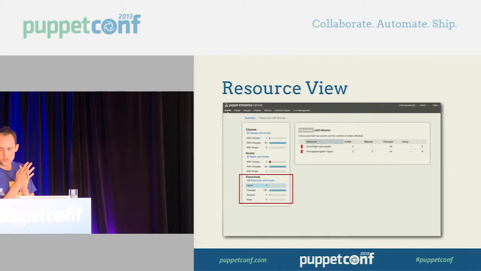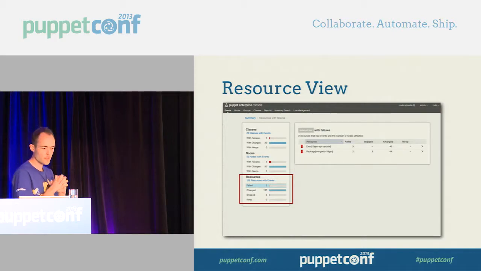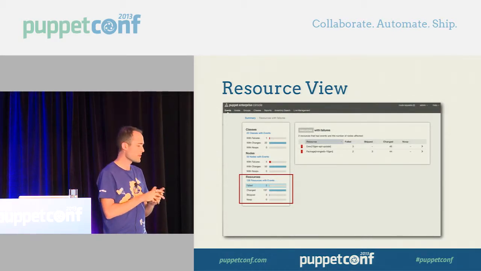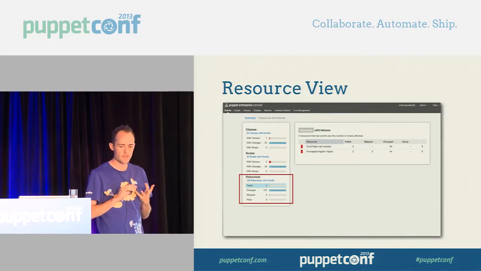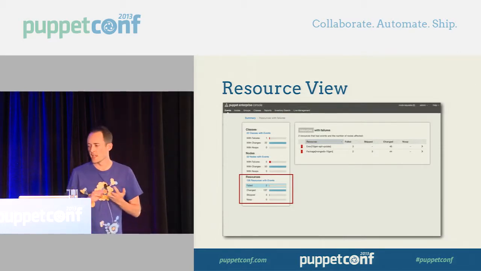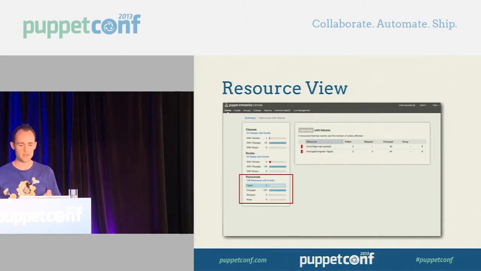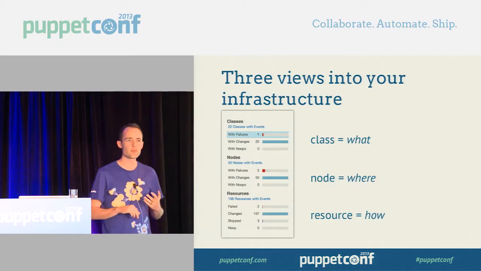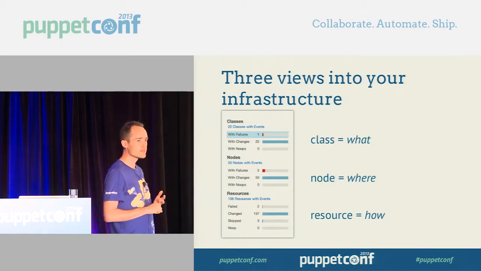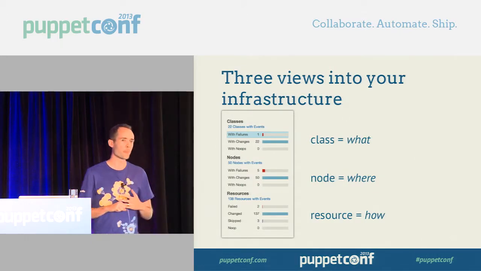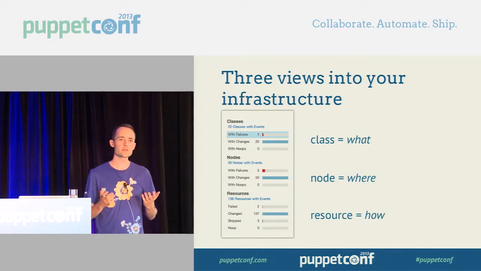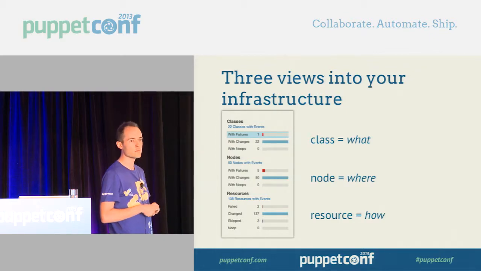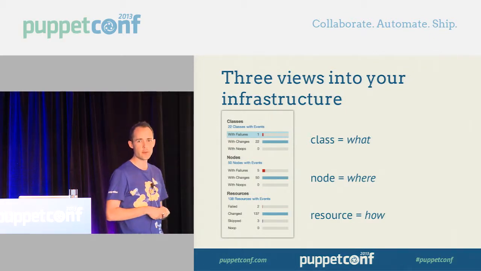Resources are units of configuration whose state is managed by Puppet. These could be files, services, execs, packages. Resources are the how you configure things. Classes are the what. It's what you're configuring. And the nodes are where you're configuring things. So we've introduced the what and the how. You're no longer just looking at where things are happening.